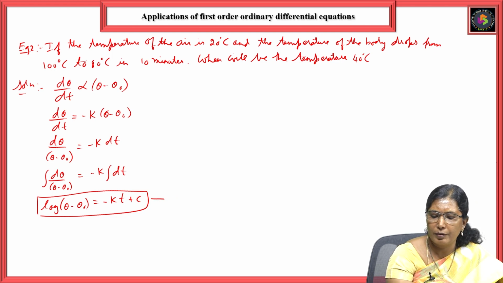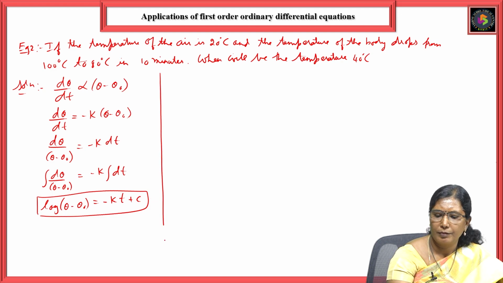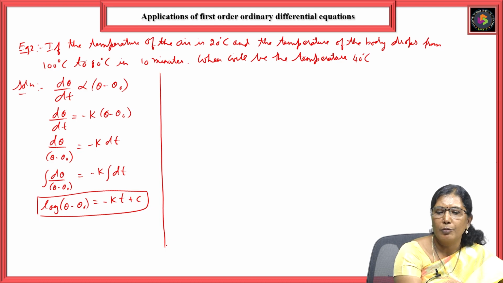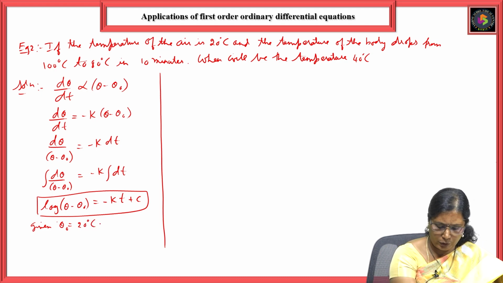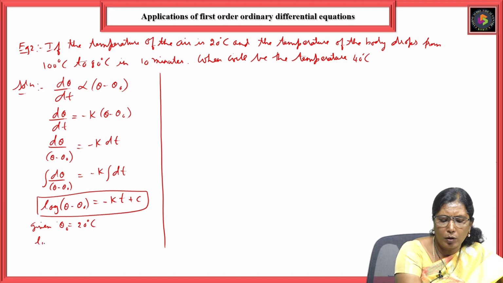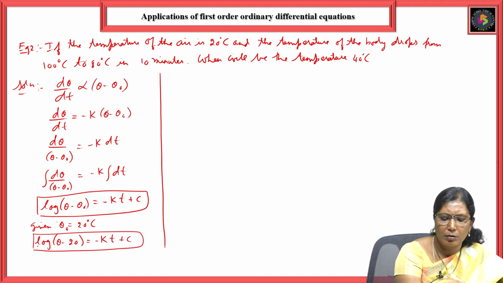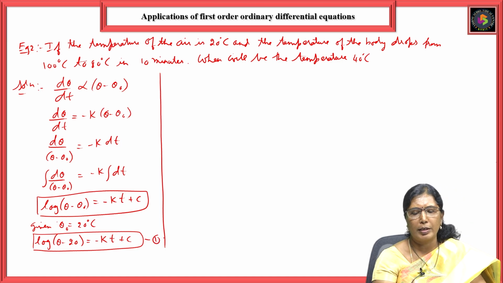Now we have to take the given conditions. What is the medium temperature? Air is given, so theta naught is equal to 20 degrees centigrade. So we get log of theta minus 20 is equal to minus kt plus c. Take this as equation 1, because 20 is common everywhere.